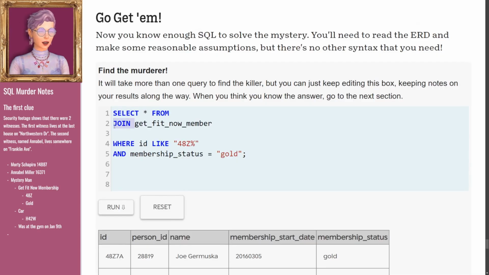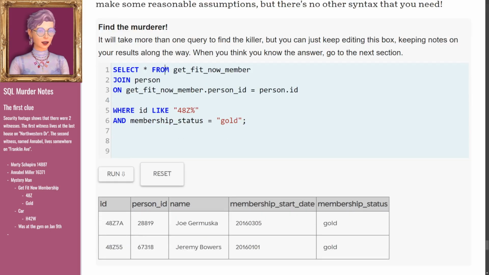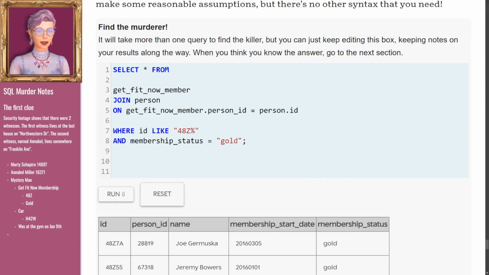Wait, no, I'm doing the syntax wrong. From Get Fit Now member, join. Okay, we're getting a little complex now here. So we can join Get Fit Now member to person on ID, or on person ID. Okay, I'm gonna reorganize the code a little bit to make sure it's making sense to me. So we have this table, we have Get Fit Now member that we've joined with person.